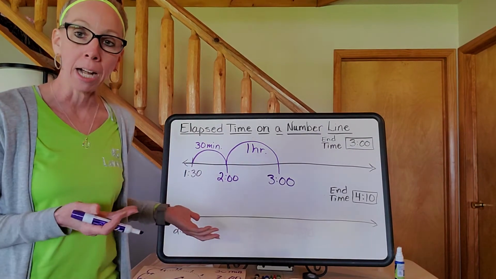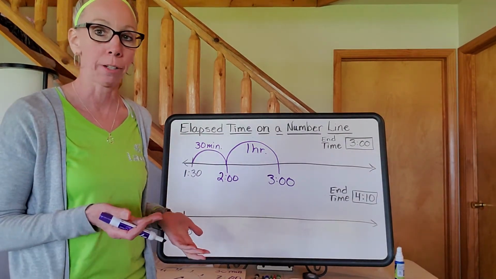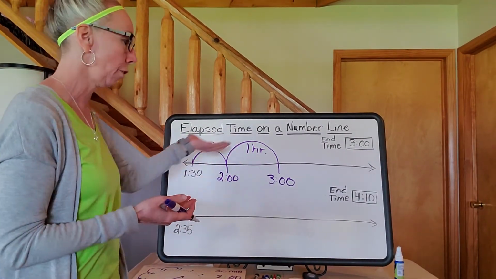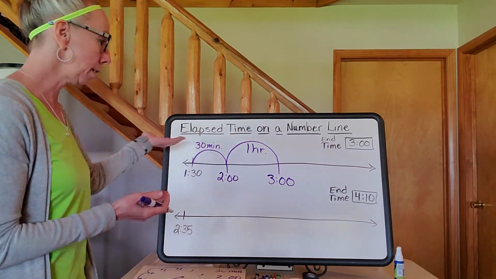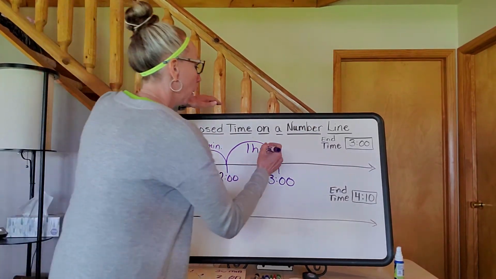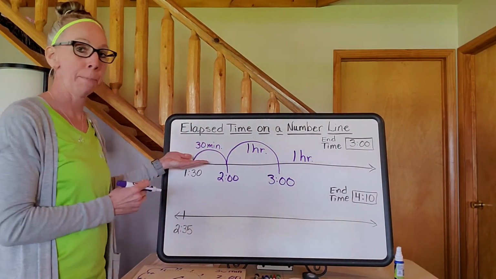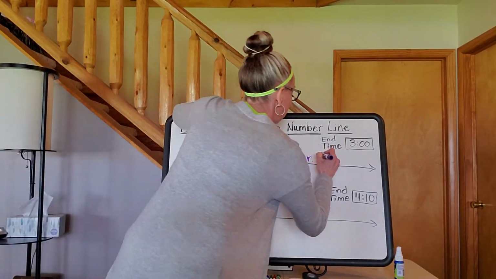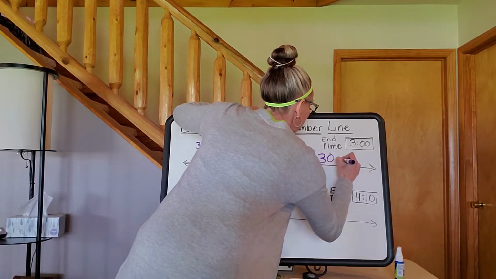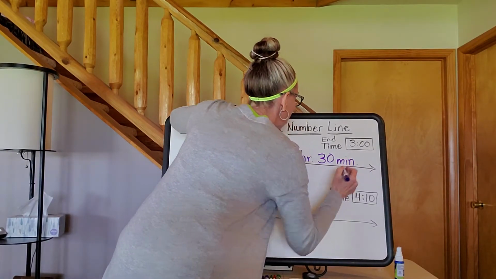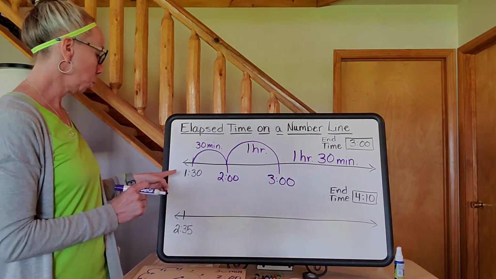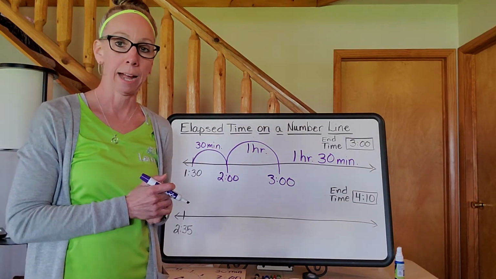So now we need to add up how many hours and how many minutes it took us to go on that journey from 1:30 till 3 o'clock. So let's look at the hours first. We have 1 hour, and then we add up our minutes, 30 minutes. So there's 1 hour and 30 minutes between 1:30 and 3 o'clock.